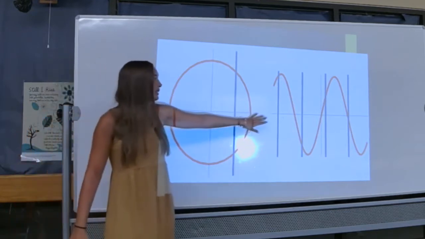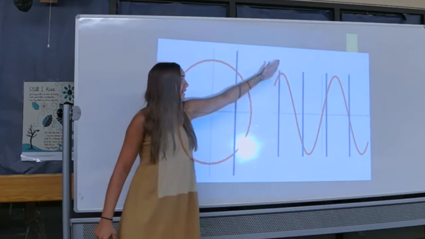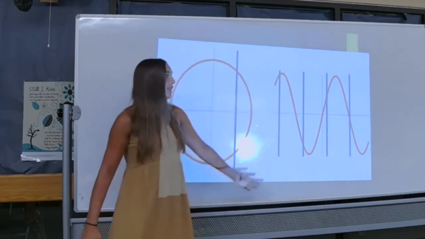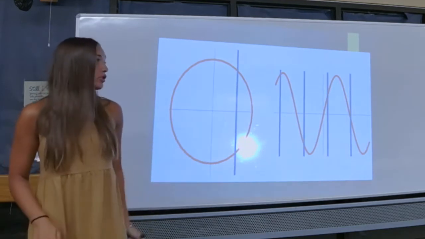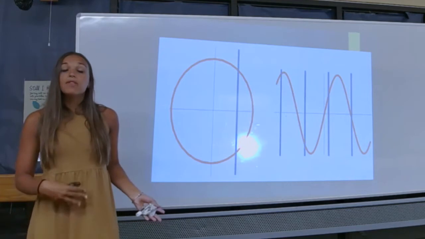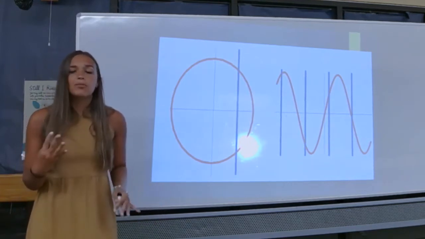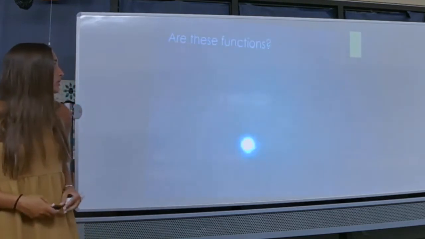However, the one on this side would be a function because when I pass my vertical line test at every single point on that graph, it only hits once. So that would be a function. Let's take a look at some example problems and see if they are functions or not. So maybe this can help you understand functions versus not functions.